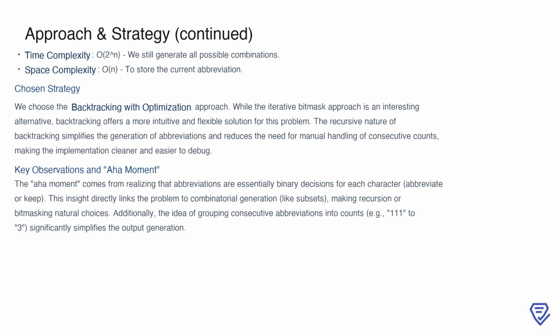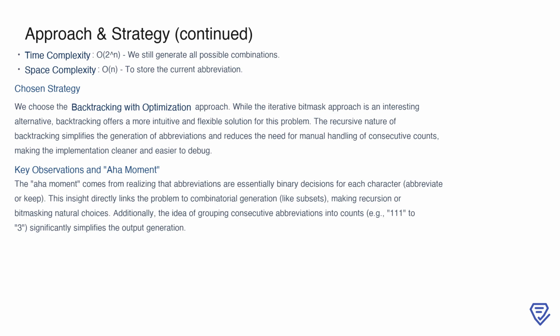Despite the differences in implementation, both backtracking with optimization and iterative bitmasking share the same time and space complexities. The time complexity remains 2 to the power of n, because we must generate all possible combinations of abbreviations, and the space complexity is n, which accounts for storing the current abbreviation string or recursion stack depth.